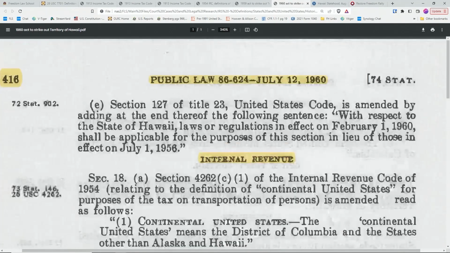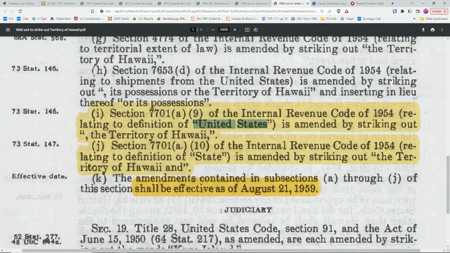1960, folks, yes. Look at this part of the 1960 tax law about internal revenue. It says that Section 7701(a)(9) of the Internal Revenue Code of 1954, relating to the definition of the United States, is amended by striking out the territory of Alaska. See? And (j): Section 7701(a)(10) of the Internal Revenue Code of 1954, relating to the definition of state, is amended by striking out the territory of Alaska. See? Alaska is no longer a territory, therefore the people of Hawaii are no longer D.C. citizens, federal territory, to be taxable.